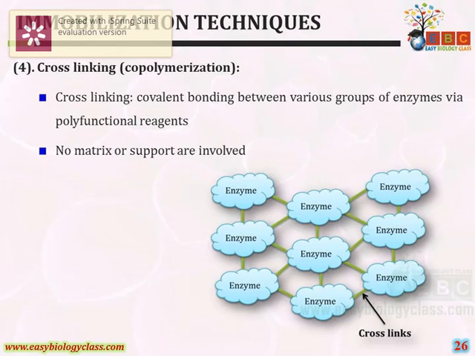Okay, the fourth method of enzyme immobilization is cross-linking, that is, copolymerization. In cross-linking, covalent bonding between various groups of enzymes is formed via polyfunctional reagents. Here a figure is given in which all the enzyme molecules are interlinked via covalent bonding, and for that covalent bonding polyfunctional reagents are used. There is no requirement of a matrix or support system here. That's why it is a very simple method.